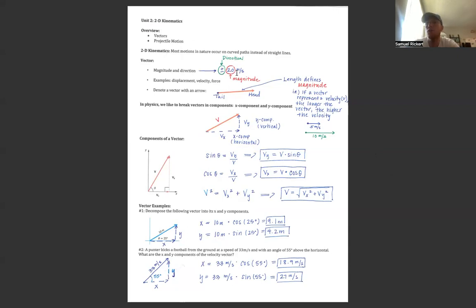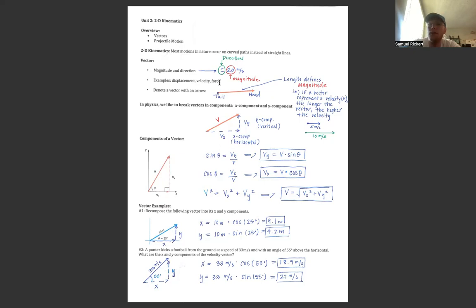This word magnitude you may or may not have thought about before in terms of velocity, but magnitude just means how long it is. What is the absolute value? So just like when we talk about a speed in a car, the speedometer tells us how fast you're going. It doesn't necessarily tell you what direction you're going. It only tells you the speed. It tells you 20 miles per hour, 30 miles per hour, 40 miles per hour. It tells you the magnitude, but not the direction.